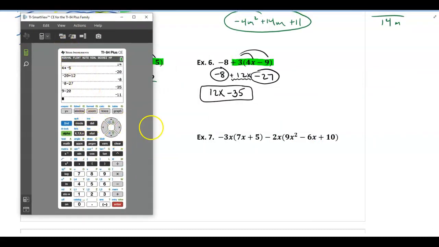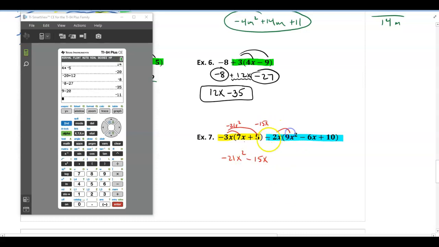And the last one here. When you look here, do I have to distribute anywhere? I have to distribute here. I have to distribute here. So right away, negative 3x times 7x is going to give me negative 21x squared. Remember, x times x is x squared. Then negative 3x times 5x is negative 15x, so I'm going to subtract it.